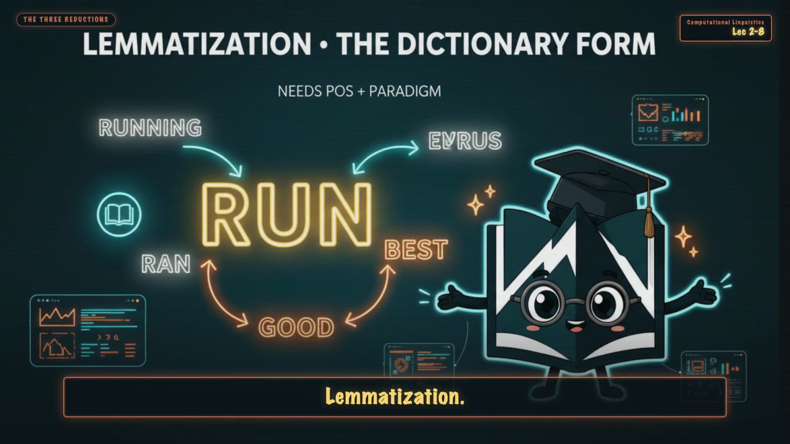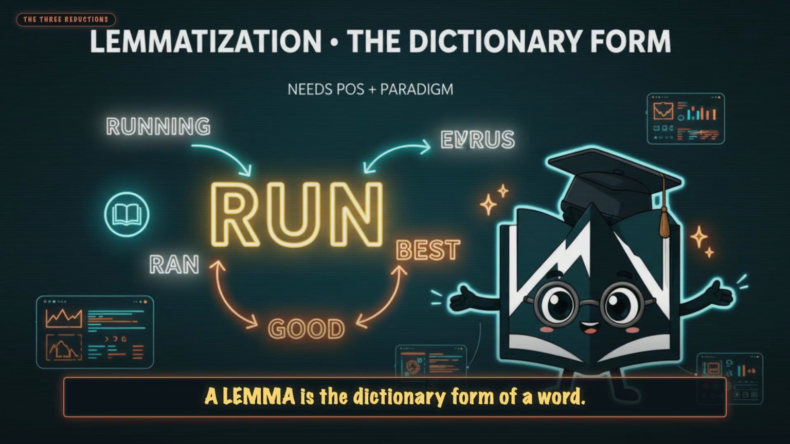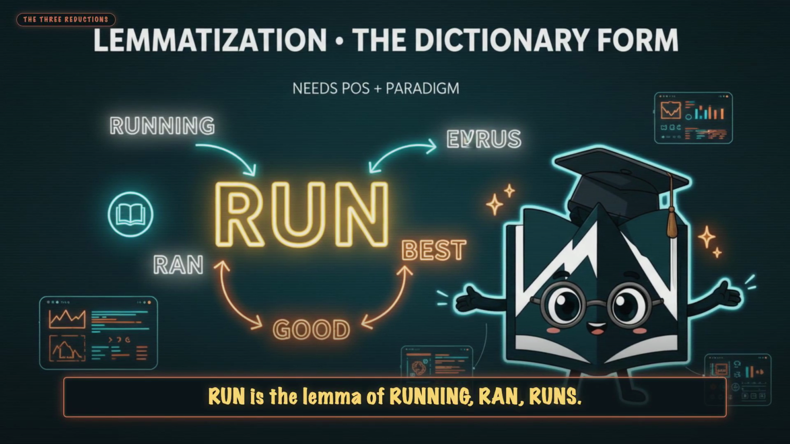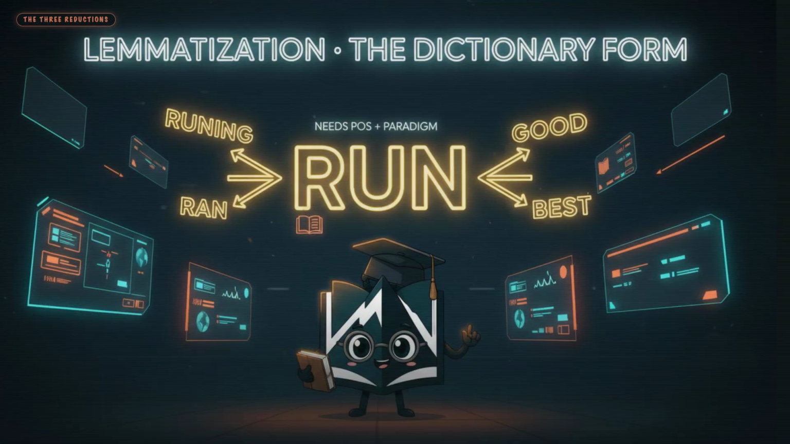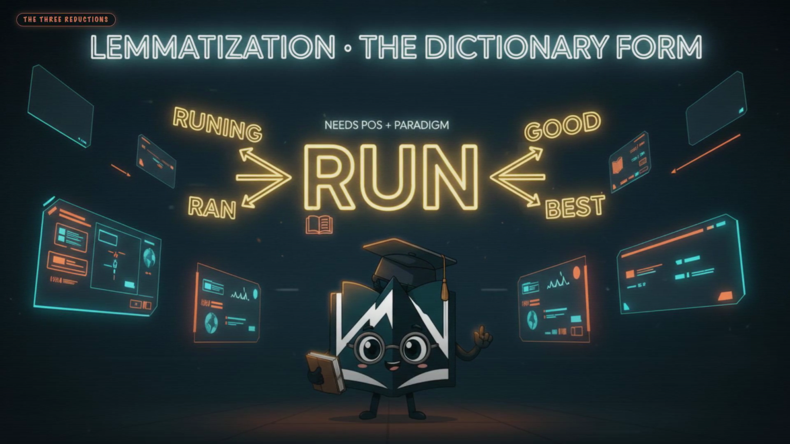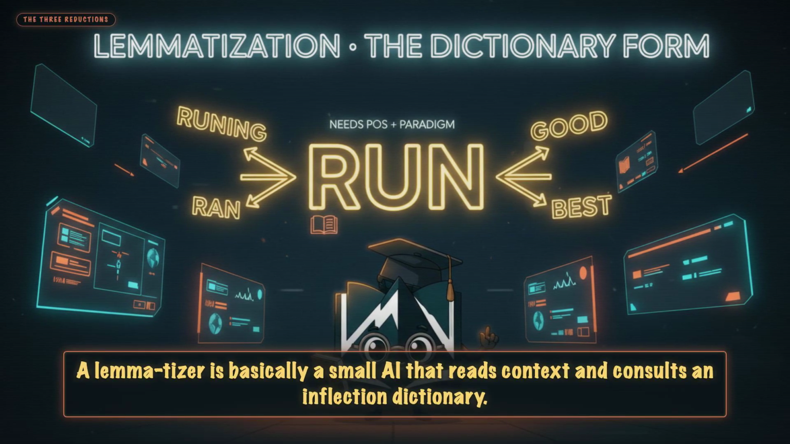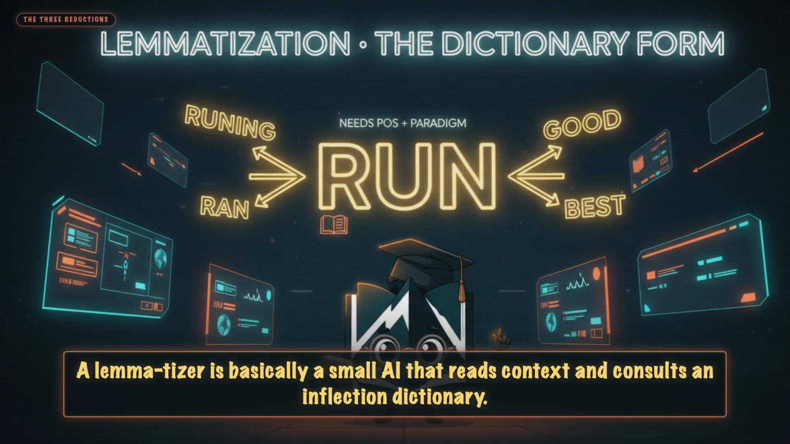Beat 1. Lemmatization, the linguistically pure answer. A lemma is the dictionary form of a word. Run is the lemma of running. Ran, runs. Good is the lemma of better, best. To lemmatize, you need to know the part of speech and the paradigm. A lemmatizer is basically a small AI that reads context and consults an inflection dictionary.